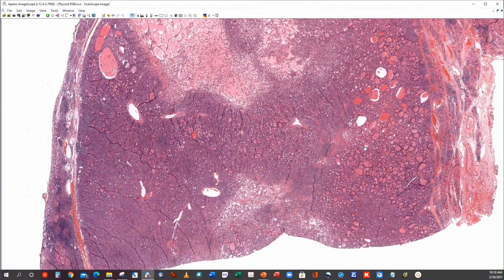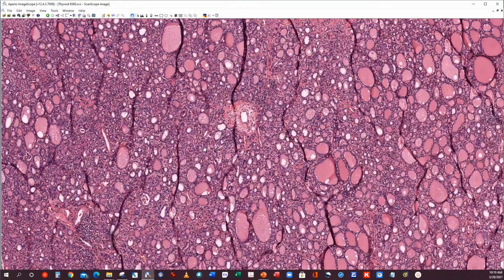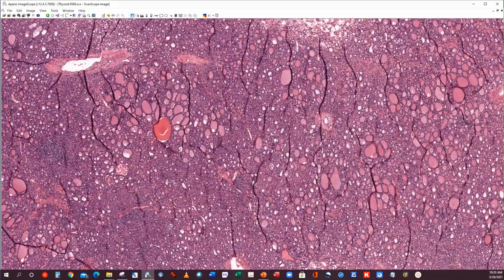Now, as you look at this particular tumor, you can see that there is a very well-formed follicular architecture to it. A few areas like this show some areas of degeneration, but for the most part, as you look through the center portion of this tumor, you can see that there is a very even distribution and a monotony to the overall size and shape of the follicles.